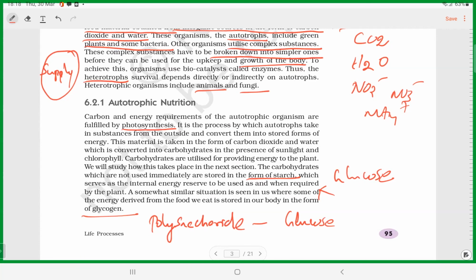Correct. Storage form of carbohydrate. Plants store carbohydrate in the form of starch. Animals store carbohydrates in the form of glycogen. We are animals. All the food we eat is stored in our body in the form of glycogen. Plants store in the form of starch. You should understand this little comparison. Is it clear?